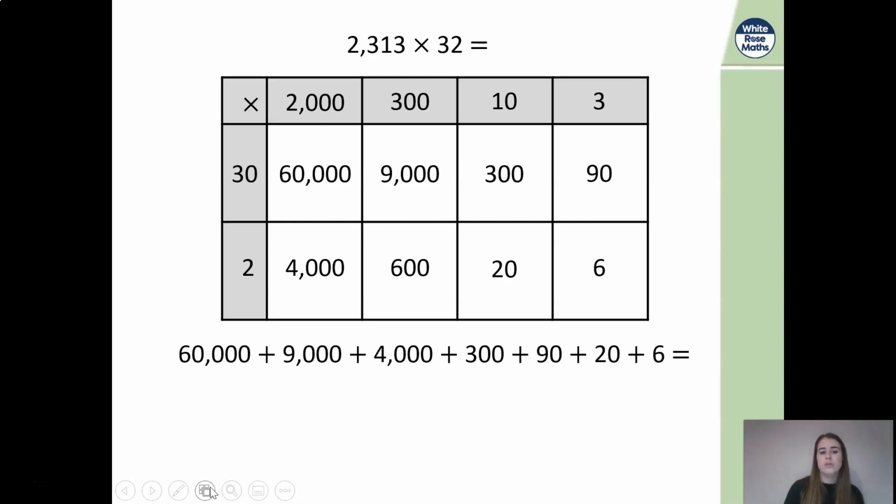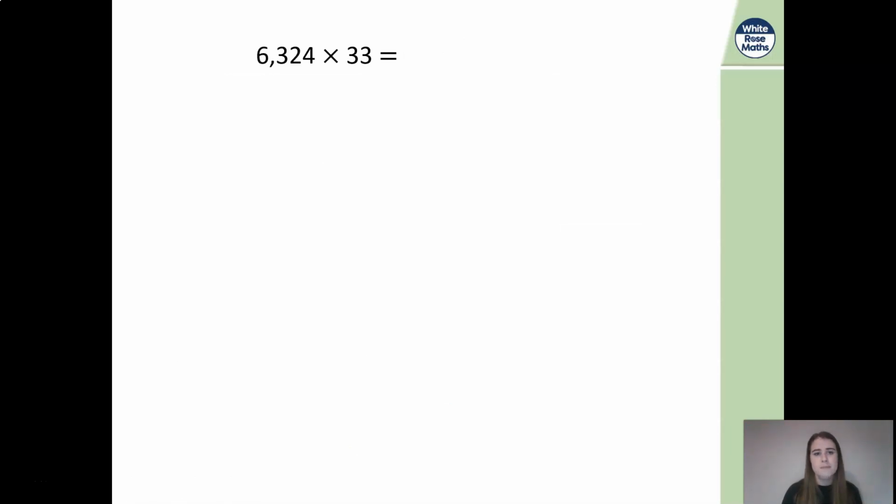Now you can use your number facts to help you, okay, if they help in any way. So we know that the 20 add 6 is 26. We can add the 90 on there. We can then add them all together. And my answer is going to give me 74,016. Okay.